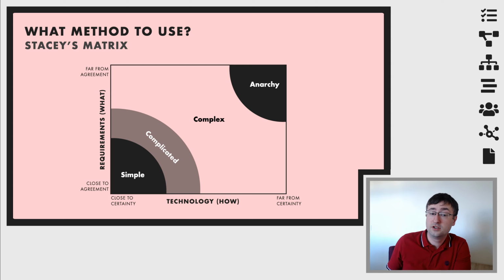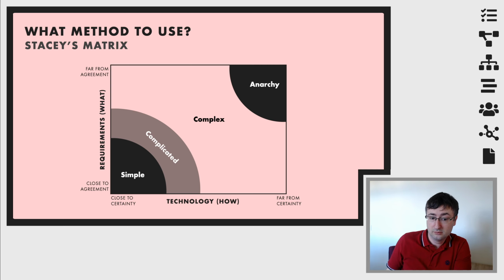The requirements, the what, can also change. They can go from close to agreement, so I want a very simple website that contains my CV, a picture of me, and a picture of my cat, through to far from agreement, which is I want an entire blog system made for the entire university that satisfies everyone on campus. Okay, there are these bits, and then we can think about the different areas inside of this.